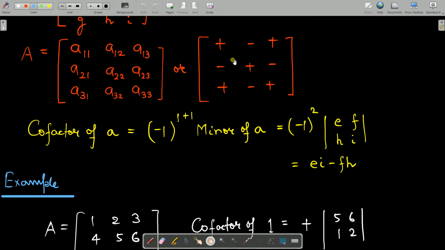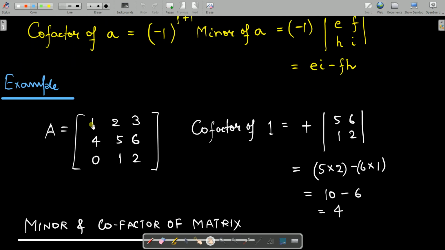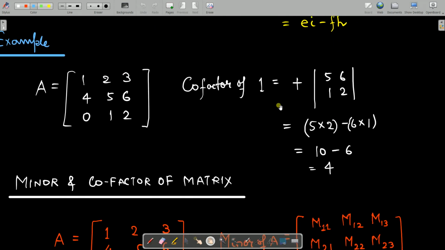Why? Because you know that here we have plus, then minus, plus, minus, plus, minus, plus, minus, plus, and so on. So here the sign is plus, so that is why it is plus. And hence the value for this cofactor, you will get as 4.